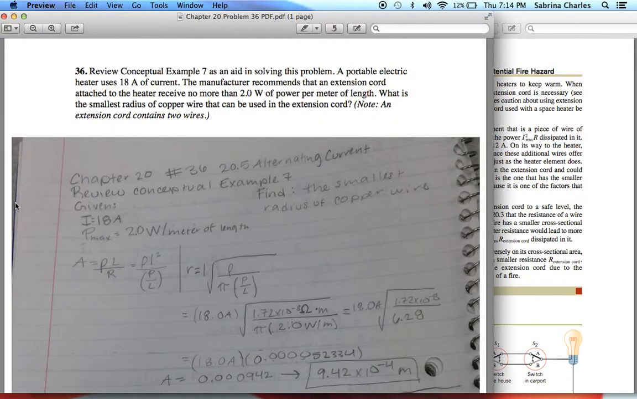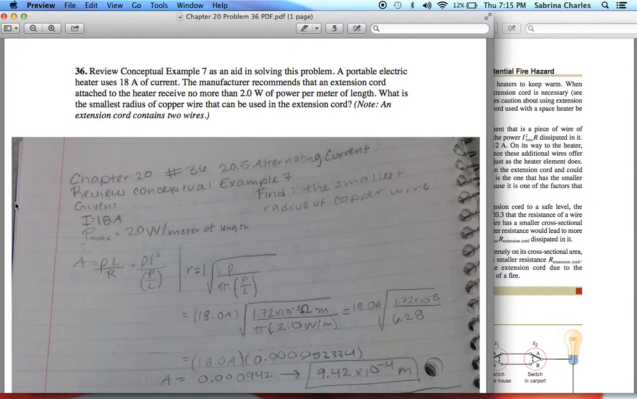So the problem reads that a portable electric heater uses 18 amps of current, and the manufacturer recommends that an extension cord attached to the heater receive no more than 2.0 watts of power per meter of length. What is the smallest radius of the copper wire that can be used in the extension cord? Note, an extension cord contains 2 wires. Although the human eye just sees one wire, the physics behind the cord is that there are 2 wires within it.